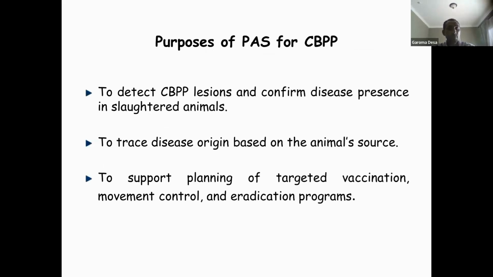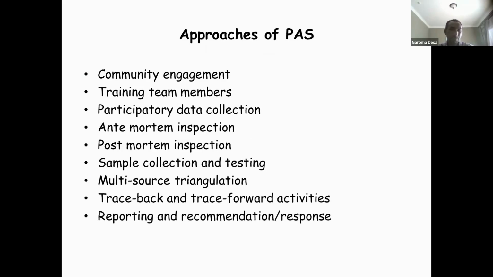Purposes of participatory abattoir surveillance: to detect CBPP populations and confirm disease presence in slaughtered animals, to trace disease origin based on the animal source, to support the planning of targeted vaccination, targeted movement control, and targeted eradication programs. Approaches of participatory abattoir surveillance.